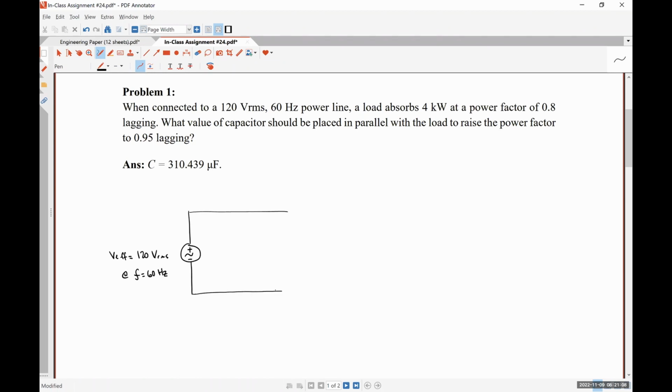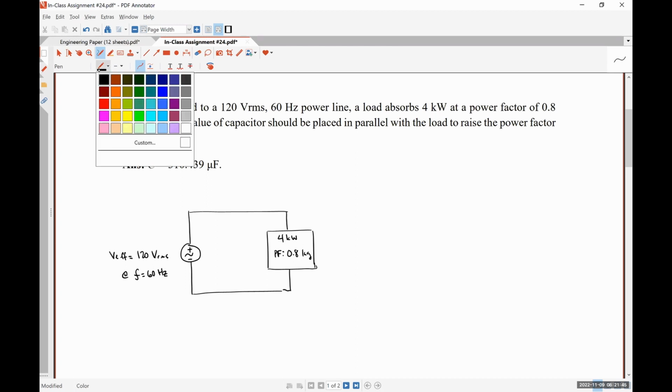And then we have a load over here that is absorbing 4 kW at a power factor of 0.8 lagging. We do not know what our load is, nor do we particularly care. I could say based on the power factor, the fact that it's lagging, it is some sort of inductive load, but beyond that, I don't really know.